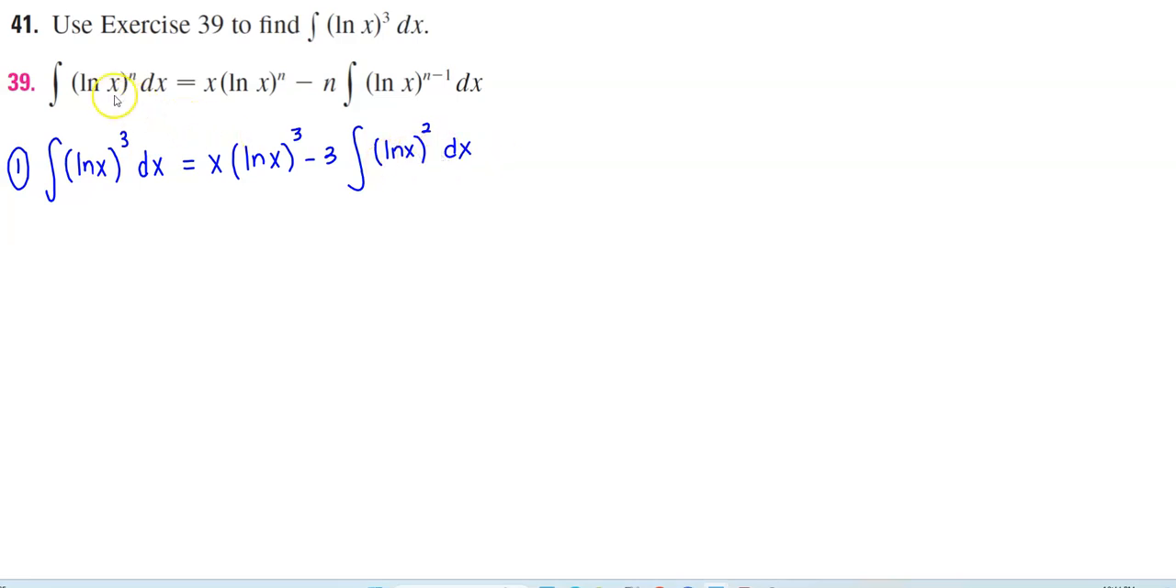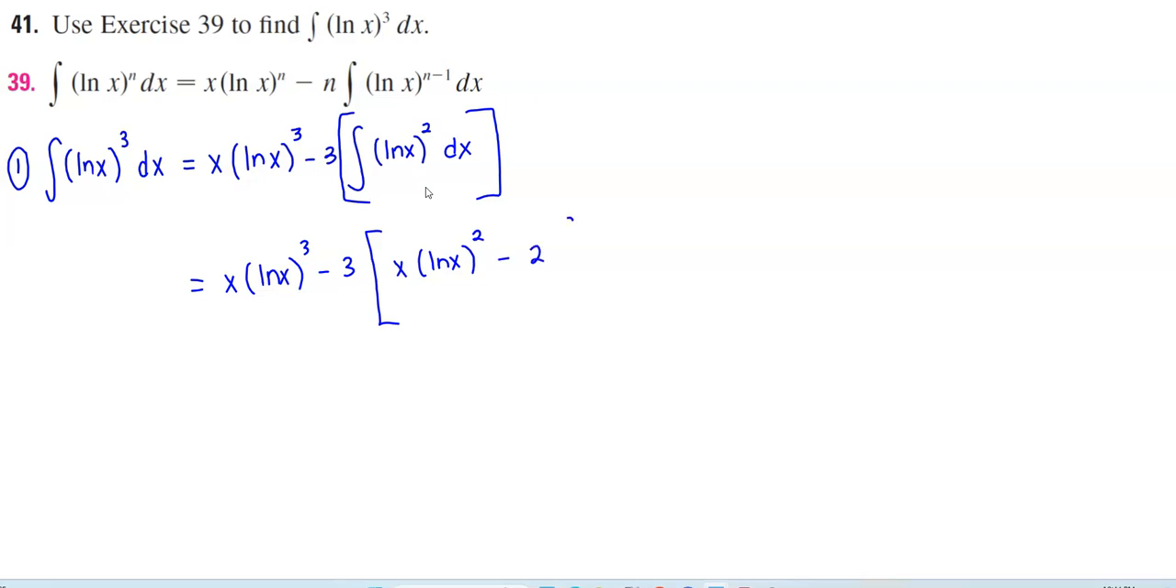And so now we're going to use that formula again and then multiply it by 3. So now we're going to take a look at this and then apply the reduction formula. So we have x times the natural log of x to the third power minus 3 times, now this becomes x times the natural log of x to the second power minus 2 times the integral of the natural log of x to the 2 minus 1, which is 1, and that's dx.